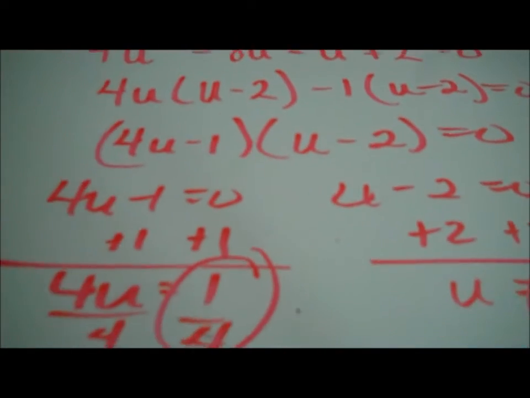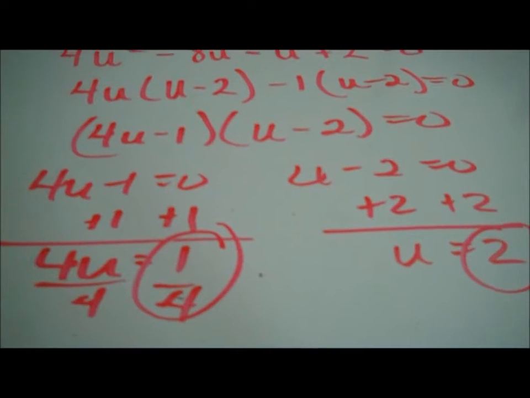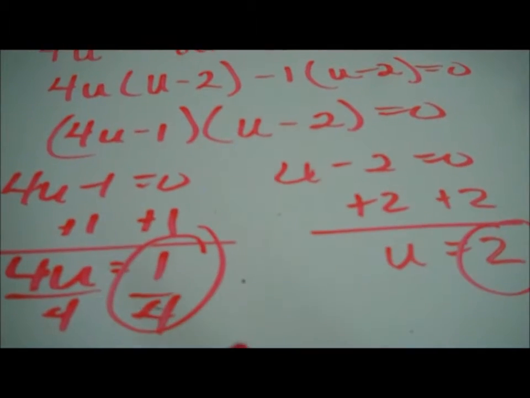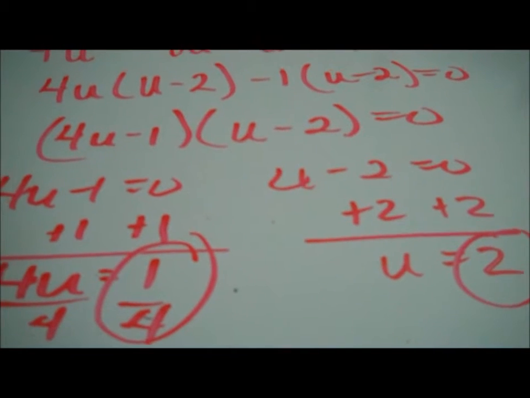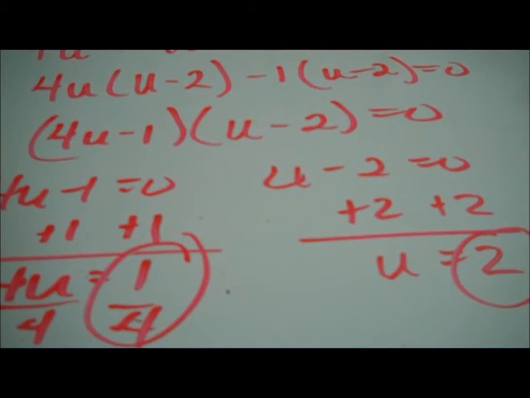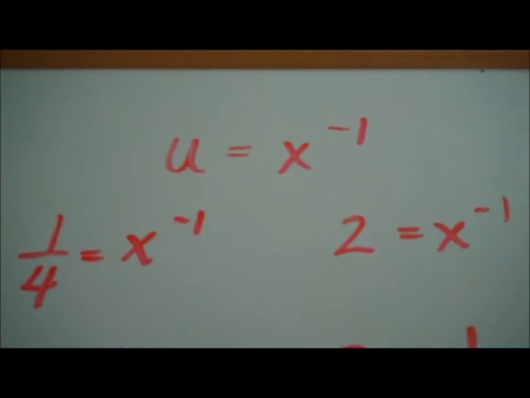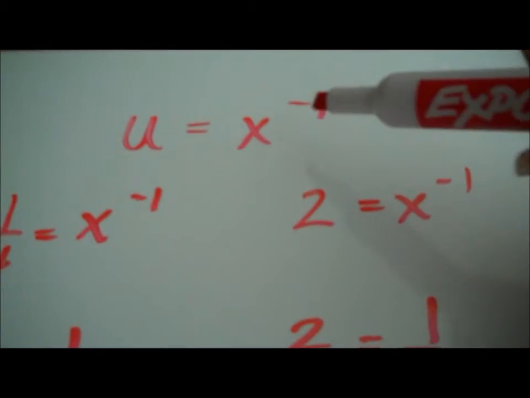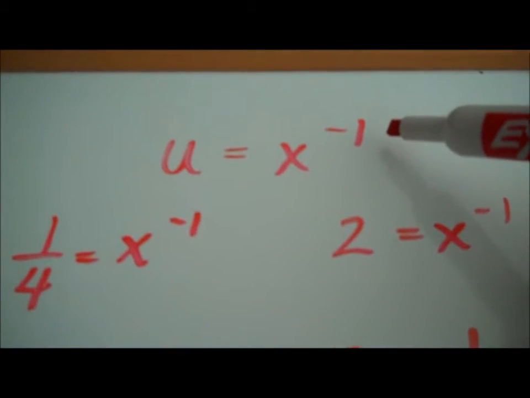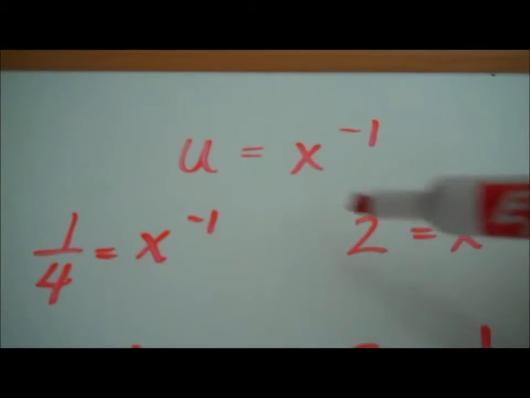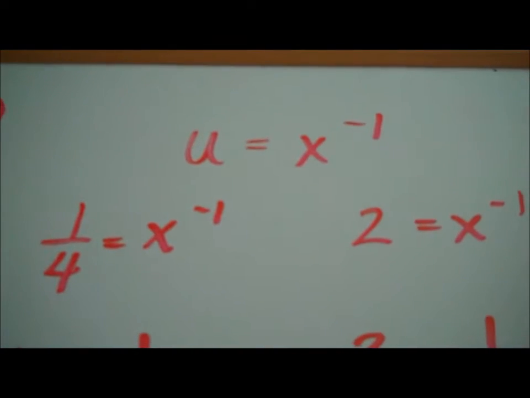I have to set each of those equal to 0 and solve for my u's. So I have u equals 1/4 and u equals 2. Now remember, I have to go back and substitute these in to check my answers. So remember at the very beginning we let u equal x minus 1. So I have to substitute my u value. U we said was 1/4 and u was 2, so we have to check these.